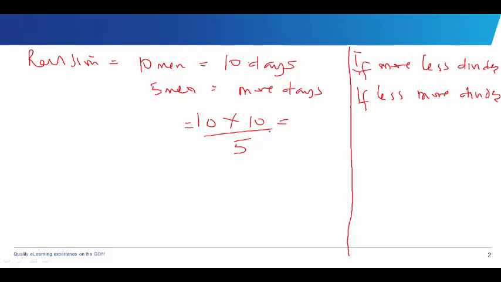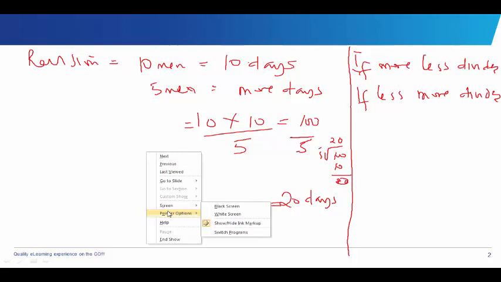So 10 times 10 is 100. Then divided by 5, it gives us 20 days. So it will take 5 men 20 days to do the work. Now let's take another example. If 5 men did the work in 20 days, how many days will it take 7 men to do the work?